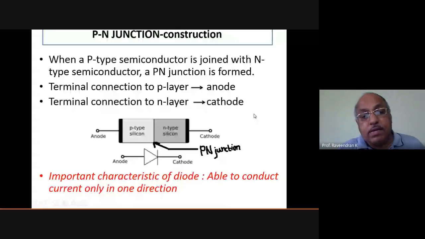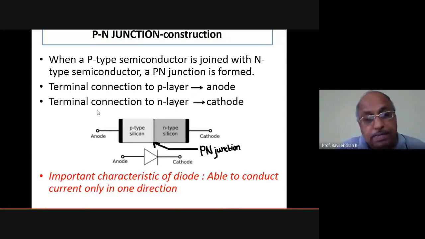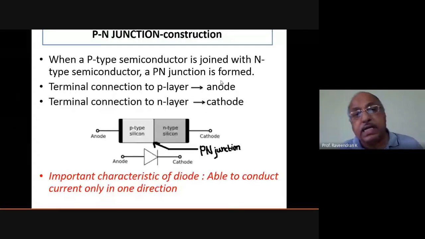That is the basic characteristic of a PN junction diode, which is able to conduct current only in one direction. It is called a unidirectional device. A unidirectional device means a device which can conduct current only in one direction.